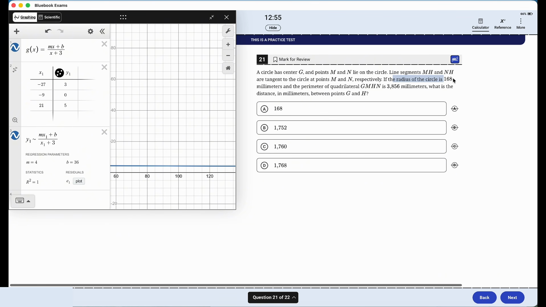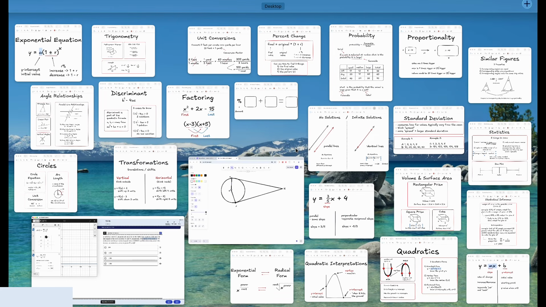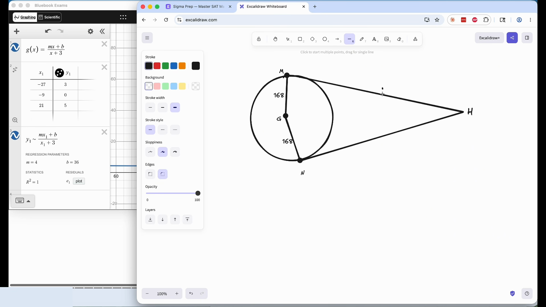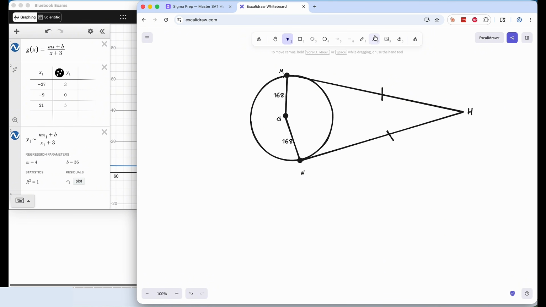They tell us the radius is 168, and the perimeter of quadrilateral GMHN is 3,856. Let me plug some of those things in. This would be the radius, so we know this is 168, and we know this is 168. Something else you want to know about these tangents is that they're congruent to each other. We can prove that by proving triangles congruent, but you should just know it. So this tangent is the same length as this one.